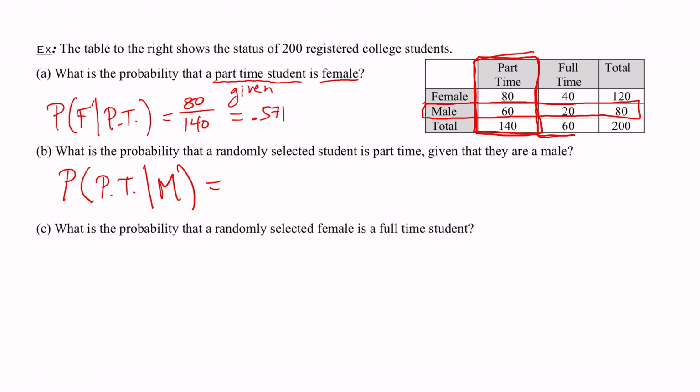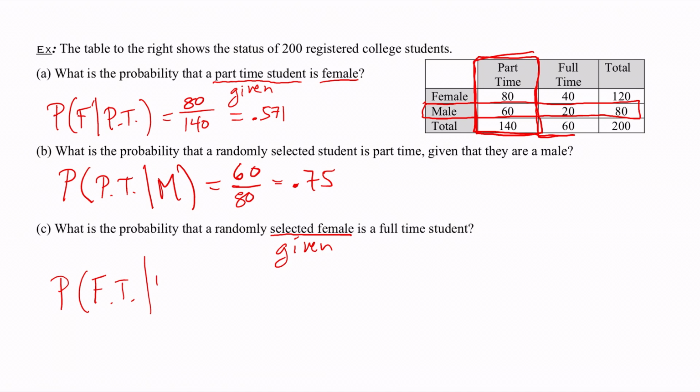In the next part, what is the probability that a randomly selected student is part-time given that they are male? So here we're given that they're male, so we're going to focus on just that row of males. So the probability that they are part-time given that they're male will be, well, we see that there are 60 out of 80 that are part-time, which gives us a probability of 0.75.